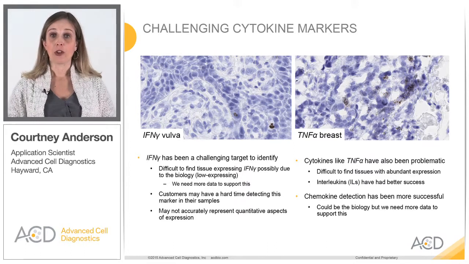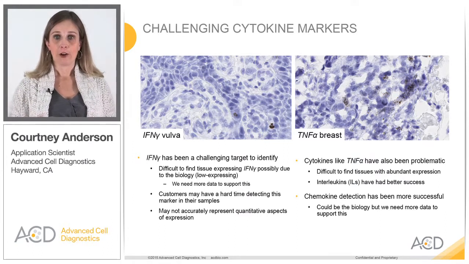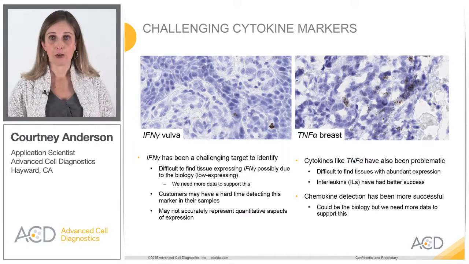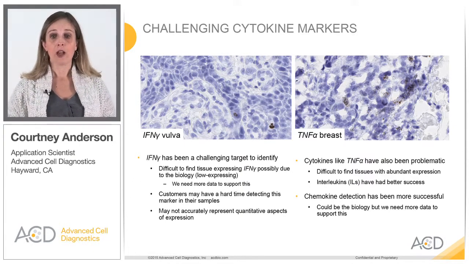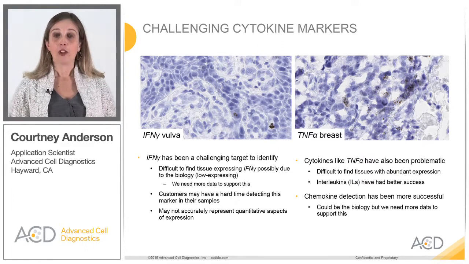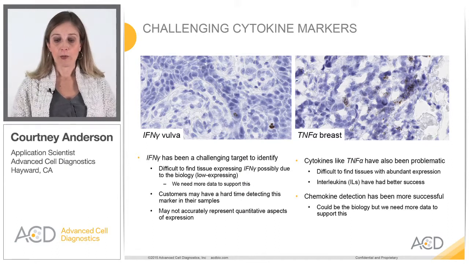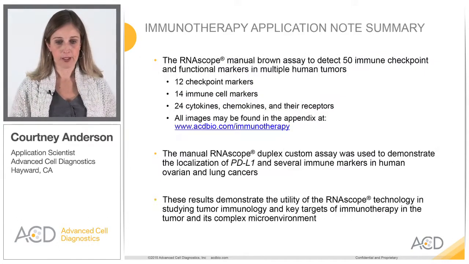Now, another cytokine that was also problematic was TNF-alpha. I show an example here in the breast tissue where we can see more expression than interferon gamma, but it was still challenging to find a tissue that had high expression of TNF-alpha. Now, interleukins, we've had much better success with this class of molecules, as well as chemokine detection. It could be the biology where both of these markers are more highly expressed, but we are performing experiments to get more data to support this hypothesis.